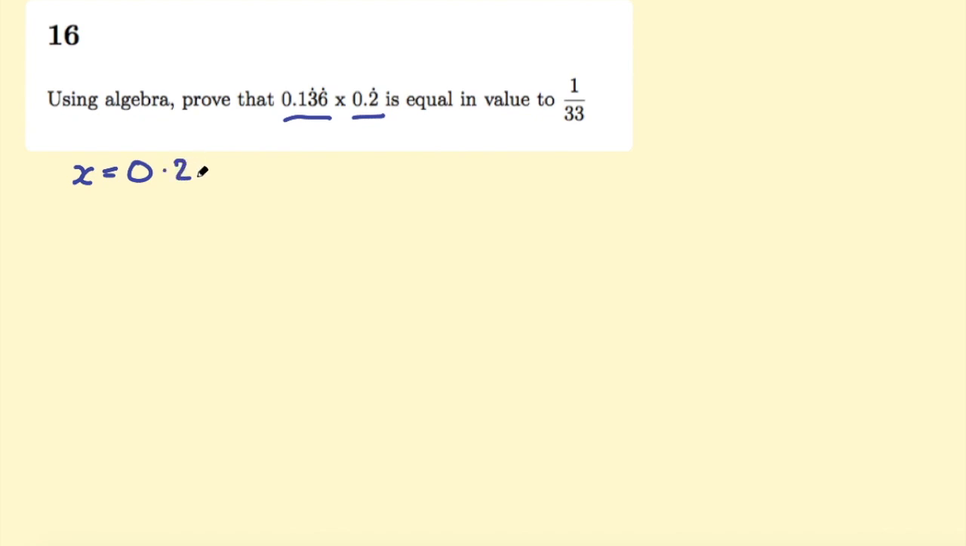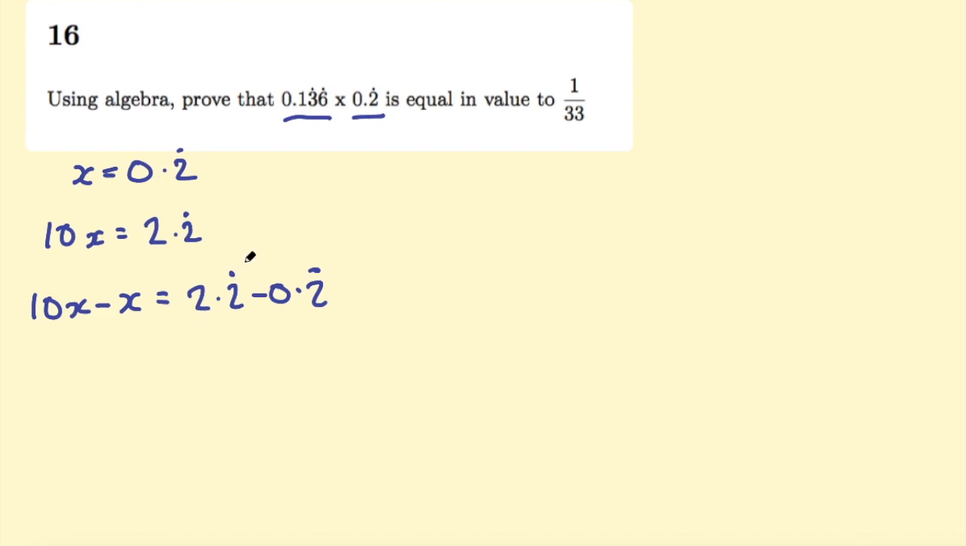So we say that x equals 0.2 recurring. Then we multiply, so we've come up with an equation and we multiply both sides by 10 and we get 10x equals 2.2 recurring. Then what I can do is actually subtract this first equation from the second one. So I say 10x minus x equals 2.2 recurring minus 0.2 recurring.